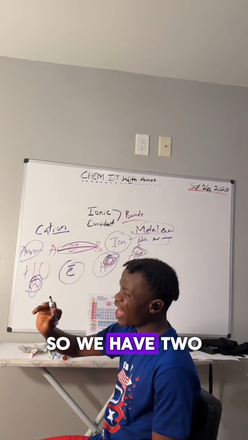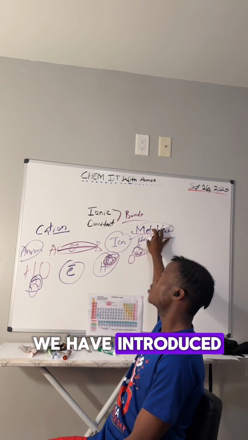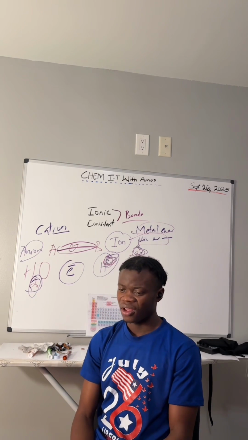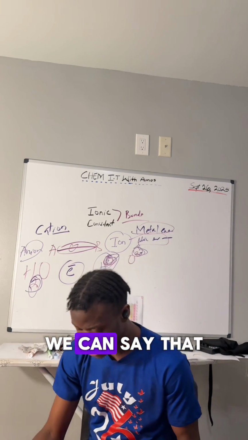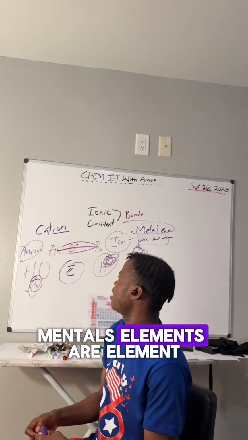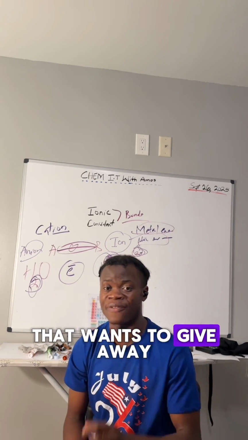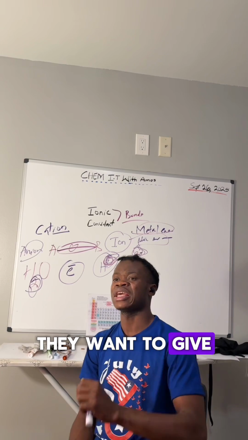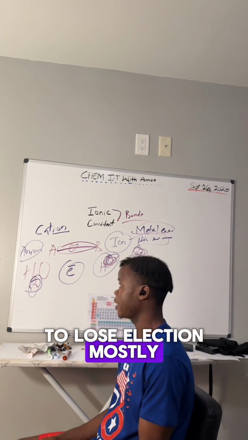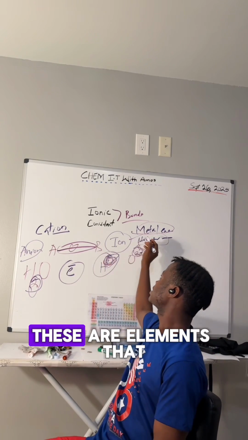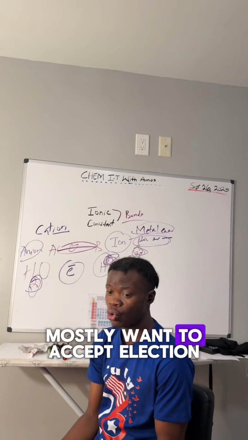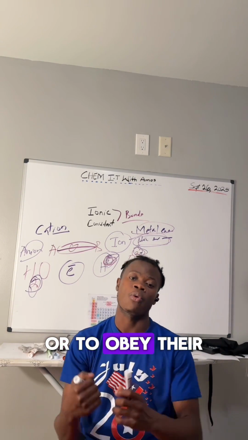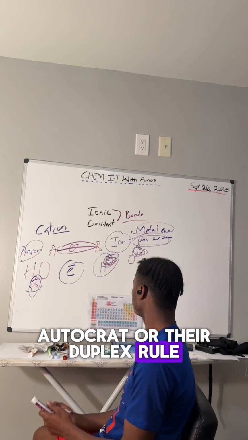So we have two keywords that we have introduced: metal and non-metal. What are metal elements? From the simplest definition, metal elements are elements that want to give away or lose electrons. For non-metals, these are elements that mostly want to accept or gain electrons in order to obey their octet or duplet rule.